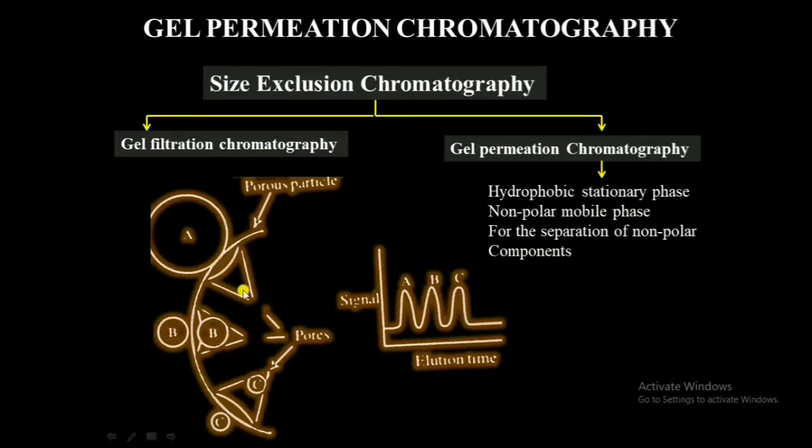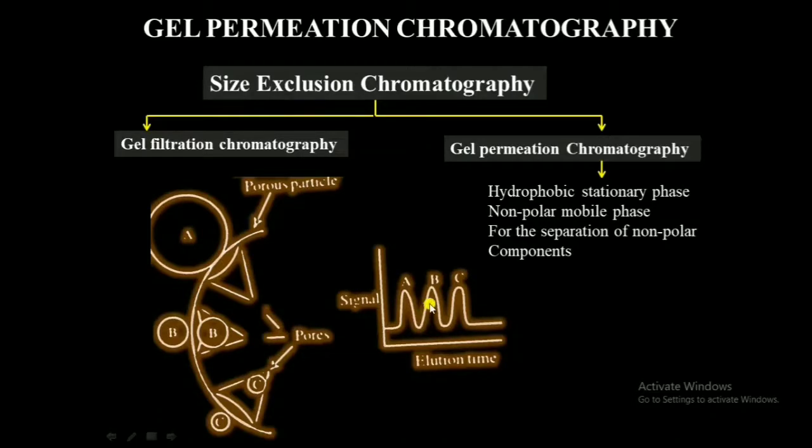So A cannot go inside the pore. When your mobile phase is traveling through this stationary phase, A will straight away go with the mobile phase. That means you will get A eluted first. If you look at this result, this is the elution time, and this is the signal of each component. A comes first, and A has the highest size. A is the biggest molecule. Why is it coming first? Because it cannot go inside the pores of the hydrophobic stationary phase, so it is carried straight away by the mobile phase and gets eluted first.